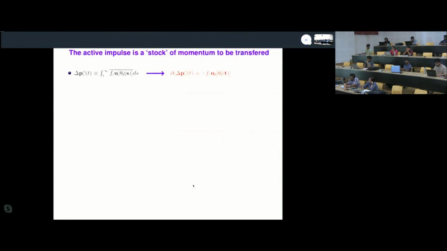This can be explained a bit more mathematically by realizing that the active impulse really, mathematically, is a stock of momentum which is to be transferred. How do you notice that? You look at the expression of this active impulse, delta pi^A, and you take its derivative with respect to time. The average here is over trajectories in the future. So if I take a derivative of this expression, I just get the integrand evaluated at the lower limit. So I find that d/dt of delta pi^A is minus my active force. So the way that my active impulse varies through time is by exerting an active force.